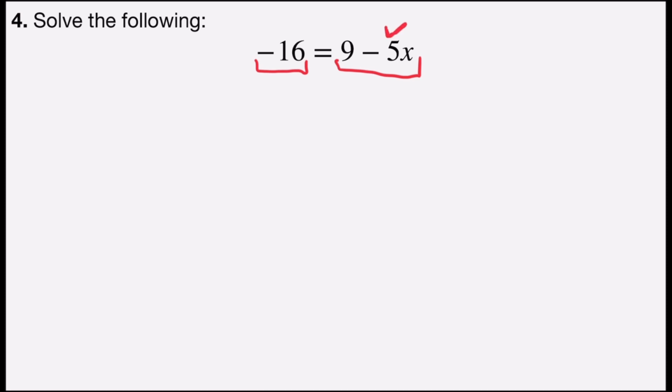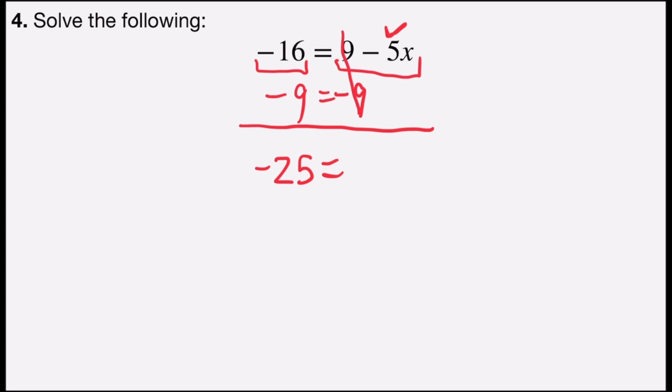So I have a negative 5x, and I want to isolate that, which means I'm going to subtract 9 from both sides. Negative 16 minus 9 is negative 25. 9 minus 9 is 0, or as some people say, it cancels out. And 0 minus 5x is negative 5x.